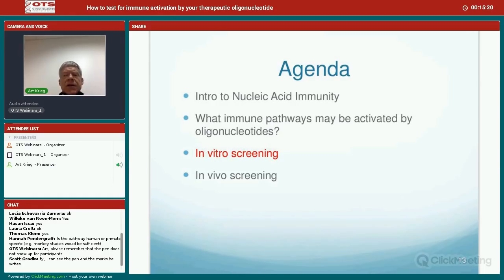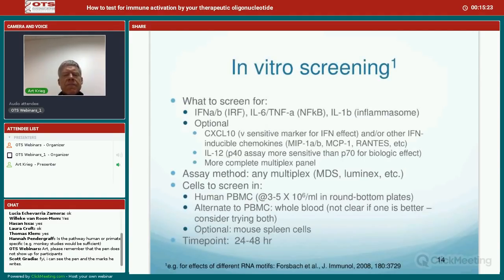What are the simplest assays that we can use to detect that? It's really not that difficult. What you want to screen for, going back to the points I made before, for in vitro screens, if you screen for interferon alpha or beta, you're going to pick up the IRF activation. IL-6 and TNF will pick up NF-kappa B activation. And the IL-1 beta will detect inflammasome activation. So if you have a screen that includes those factors, you're really picking up the major pathways.